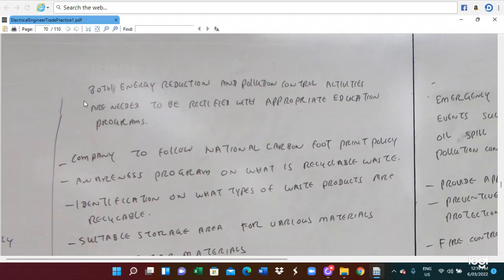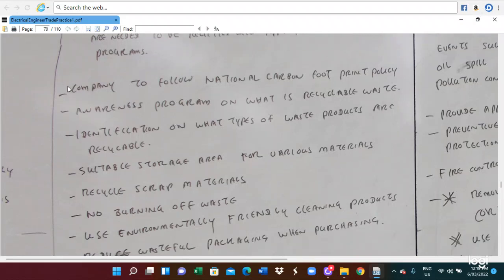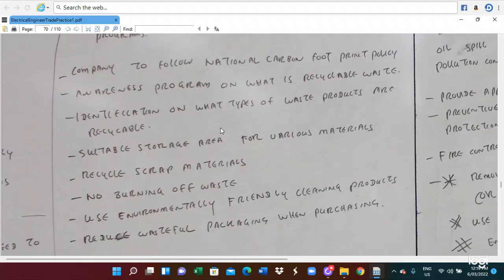Appropriate energy reduction and pollution control activity need to be reflected with the education program. So the community following the national carbon footprint policy is an important aspect. The community must follow the national carbon footprint policy. So we have to create awareness programs on what is recyclable waste, and we have to identify what type of waste produced can be recycled. Those are the important aspects.